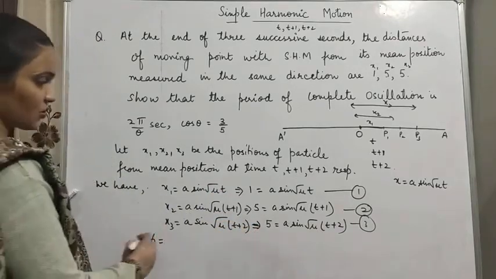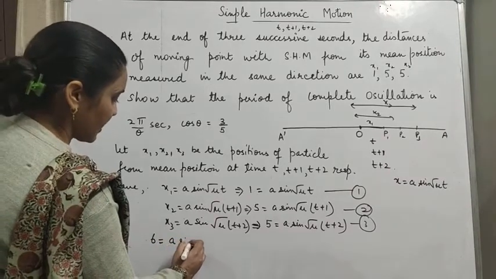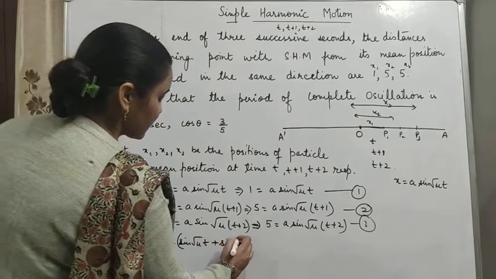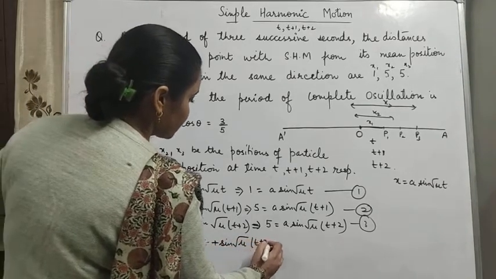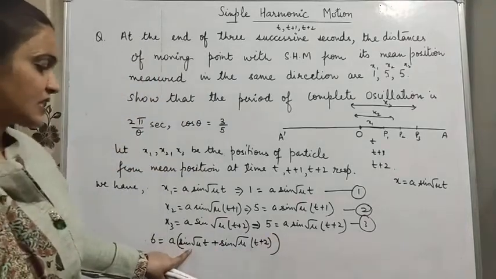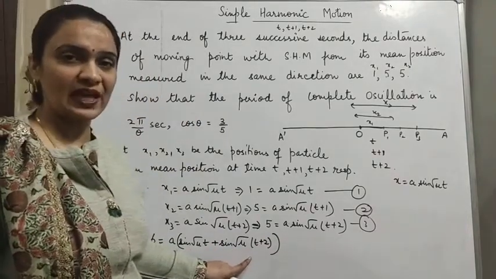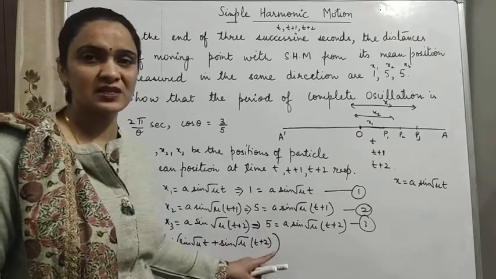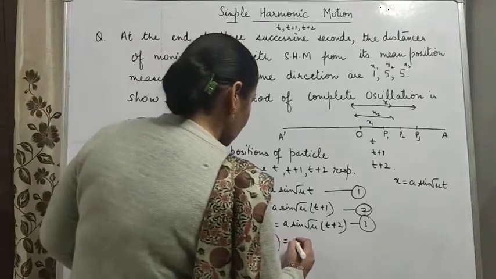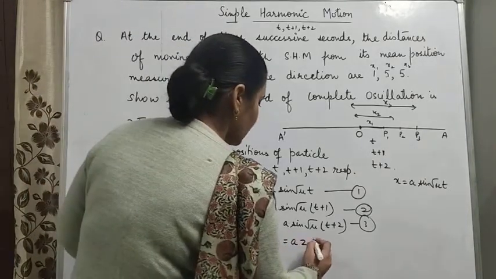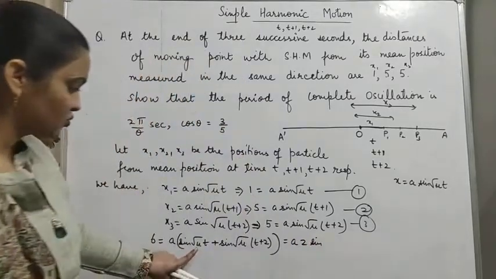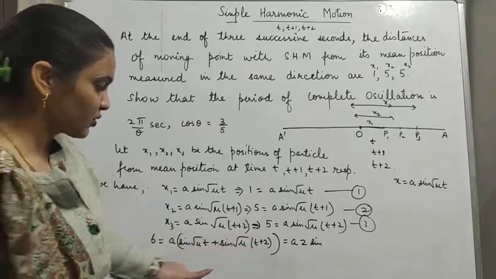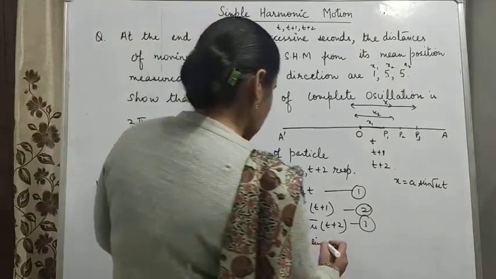6 is equal to a times sine √μ t, a common, plus sine √μ (t plus 2). What is sine C plus sine D? It is 2 times sine of (C plus D) by 2 into cos of (C minus D) by 2. So it is equal to a times 2 sine of (A plus B) by 2. So √μ t plus 2 √μ. So it is 2 times √μ. So it is under the root μ.